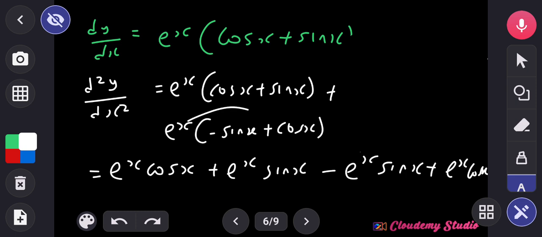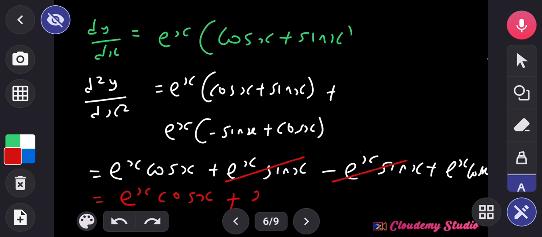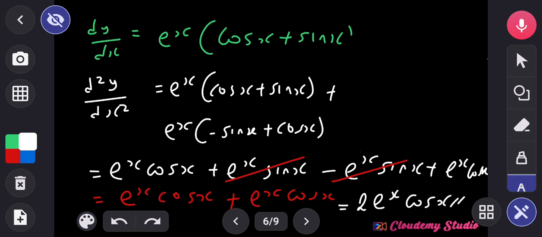Because exponential x multiplied by cos x equals exponential x cos x. So this positive exponential x sin x can cancel out negative exponential x sin x, which means my answer is going to be exponential x cos x plus exponential x cos x, which gives me 2 exponential x cos x. This is my answer for the second derivative.